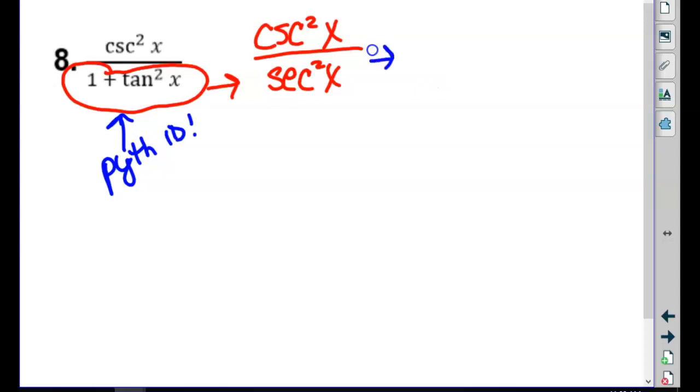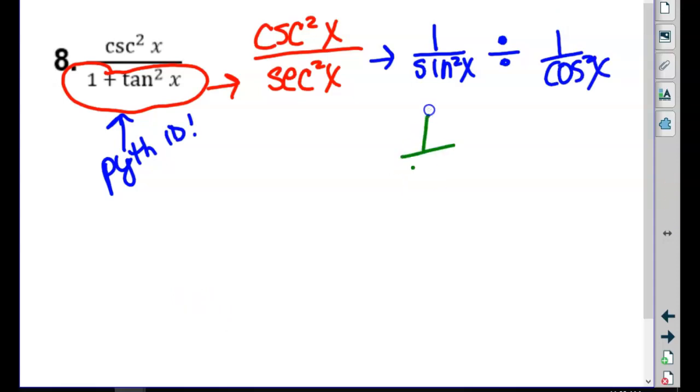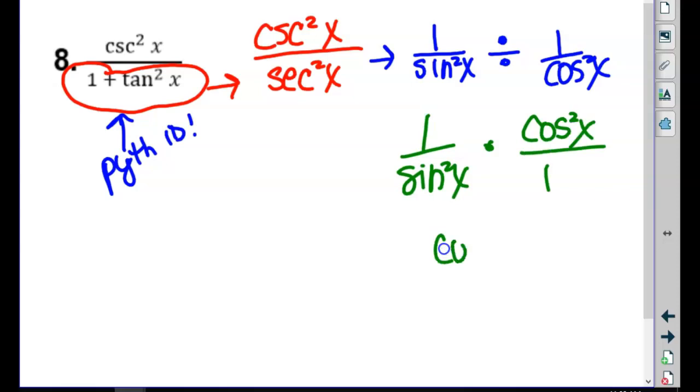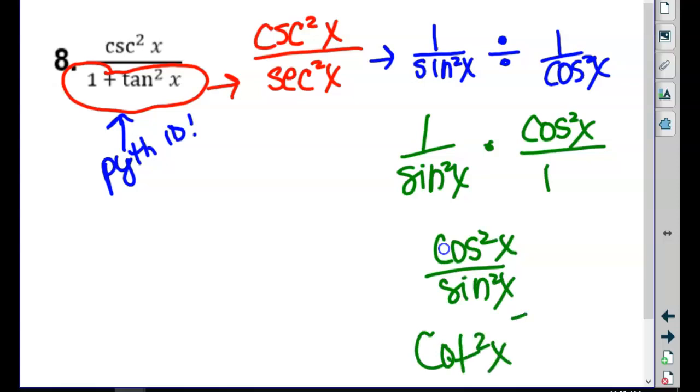Okay, so this is really a 1 over sine squared that is being divided by a, what is secant? Can you finish that? Which one do you flip over? The second one. Yes, it is a cosine squared over a sine squared now, which is a cotangent squared.